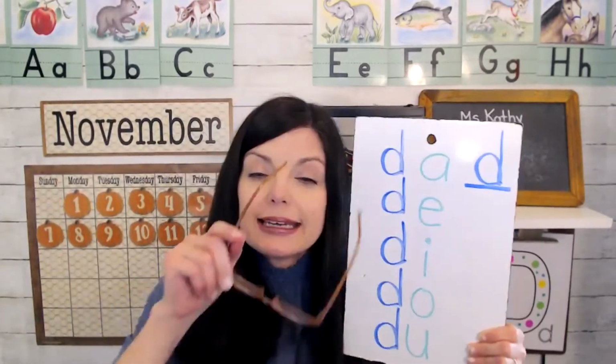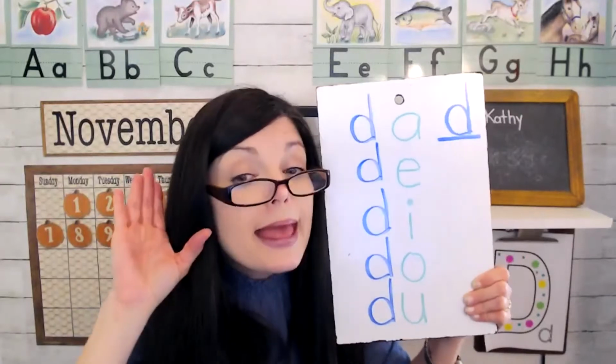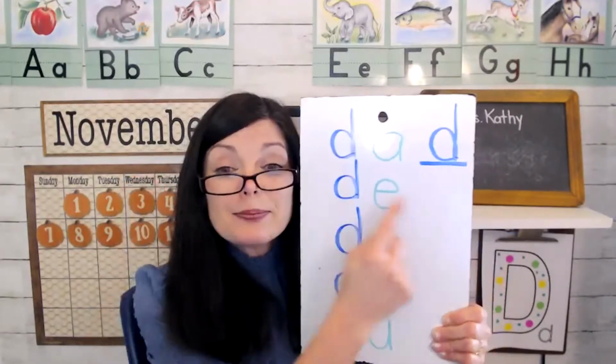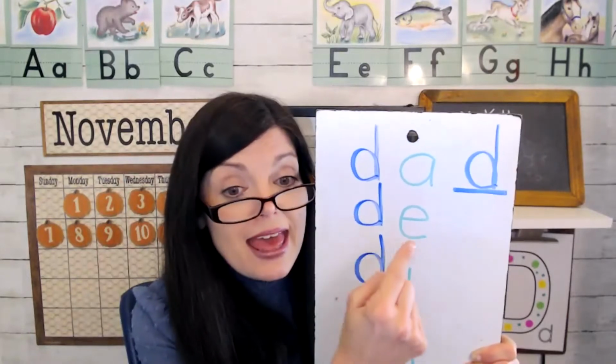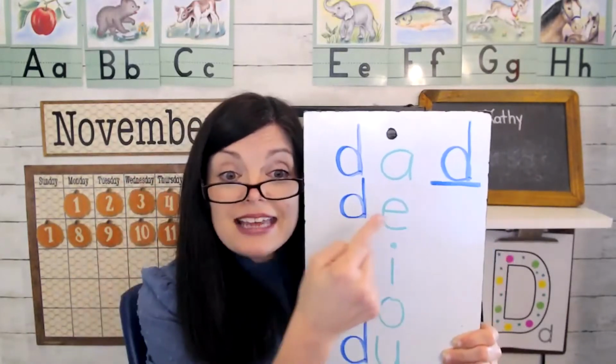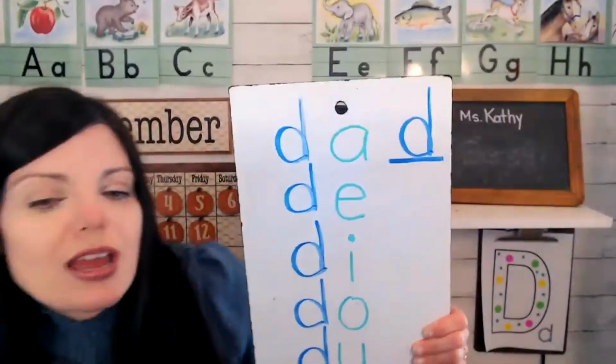Do you remember what letter E says? E looks like an ear, and E says, eh. What did you say, Sonny? Eh. Let's blend. D, eh, de, de. Good.